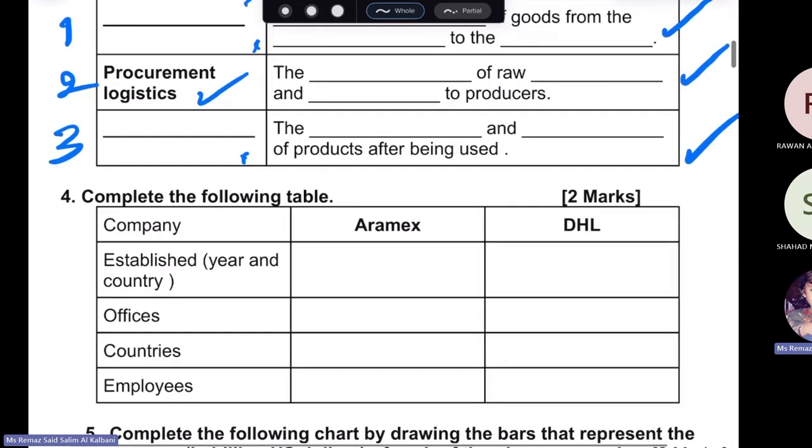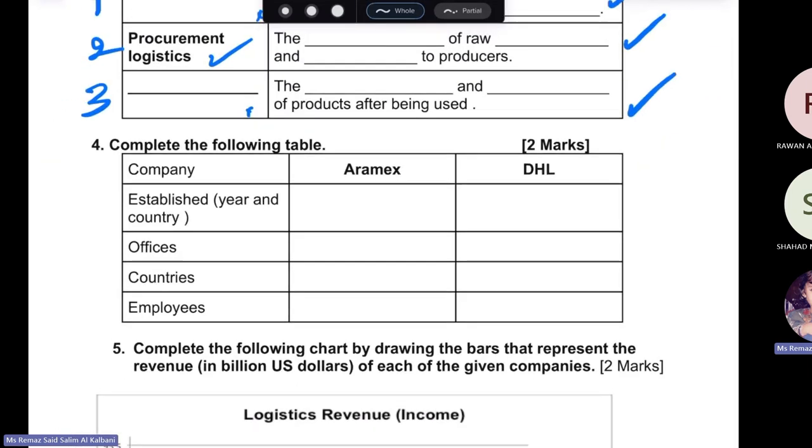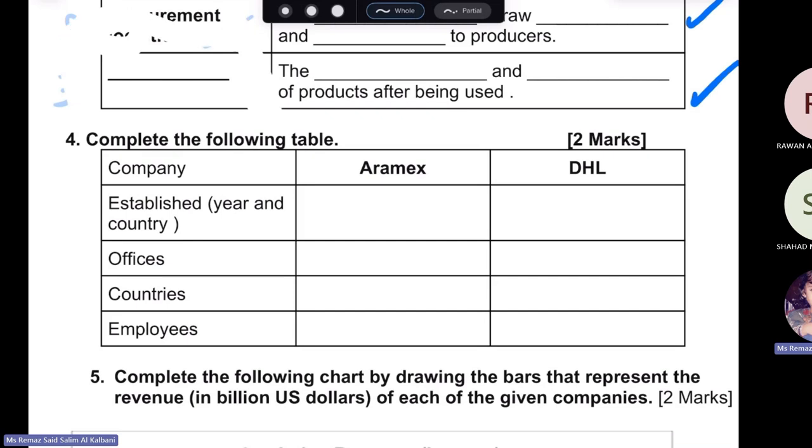Okay, as for the last one, dash of products after being used. See, now let's move to question number 4. Okay, question number 4 includes 3 rows. This is the company. Okay, you have Aramex and you have DHL.